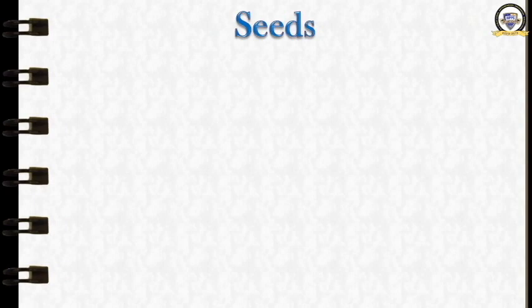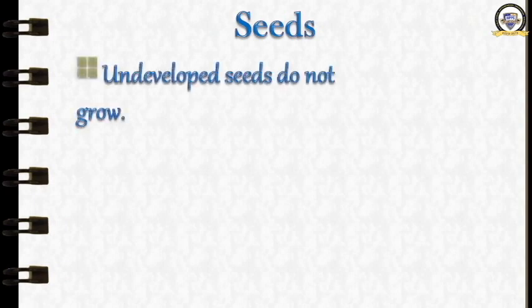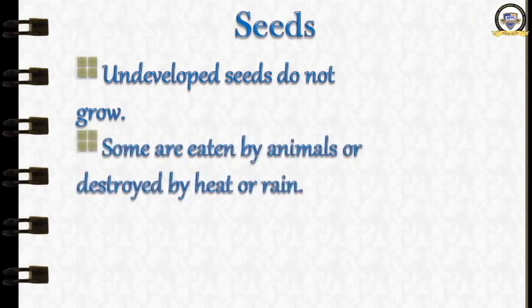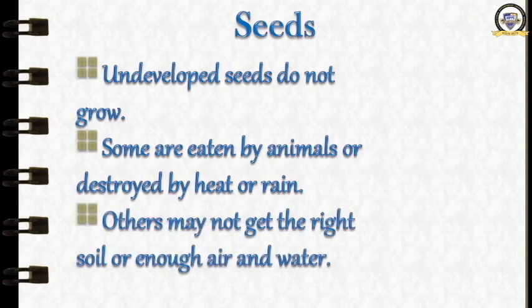That is, seeds. What are seeds? Have a look. Undeveloped seeds do not grow. All the fruits and flowers have seeds within them, and some of these seeds are developed and some are undeveloped. Undeveloped seeds do not grow. Some seeds are eaten by animals or destroyed by heat or rain. Others may not get the right soil or enough air or water. Are you getting me? All the seeds cannot grow.